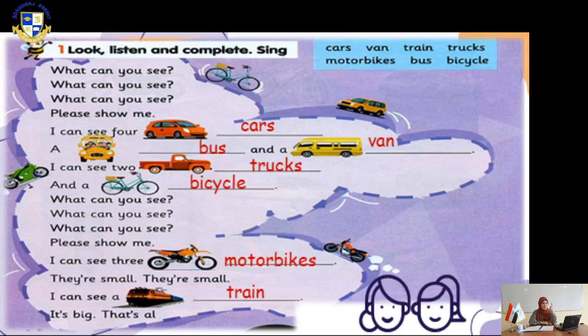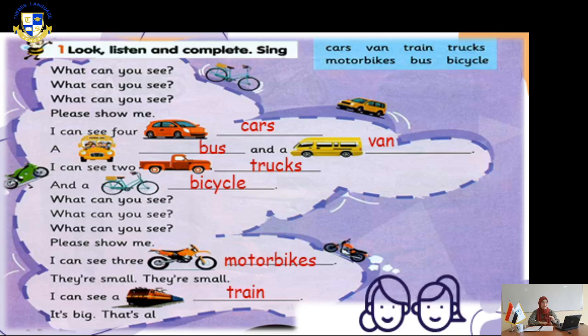A bus. We have the picture of a bus. And this is a picture of a van. A van. And we said before, a or an means only one. I can see 2 trucks. More than one, S plural. 2 trucks. And a bicycle. A bicycle.